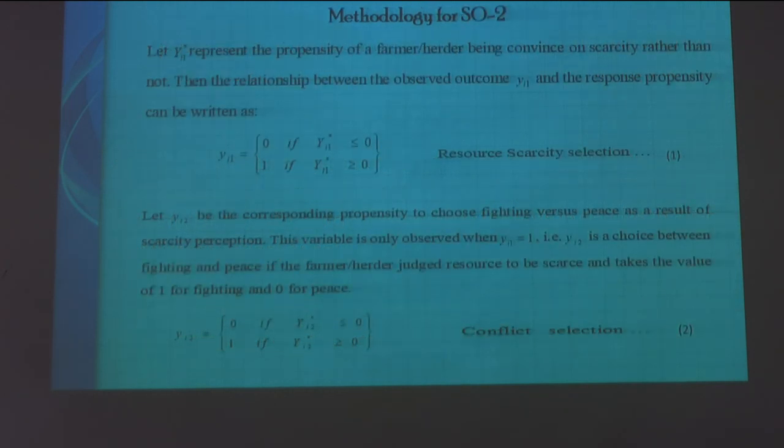Here is the formulation. The first step is the resource scarcity selection model, and the second is the conflict selection model. We didn't put the equations, just so we could go fast.